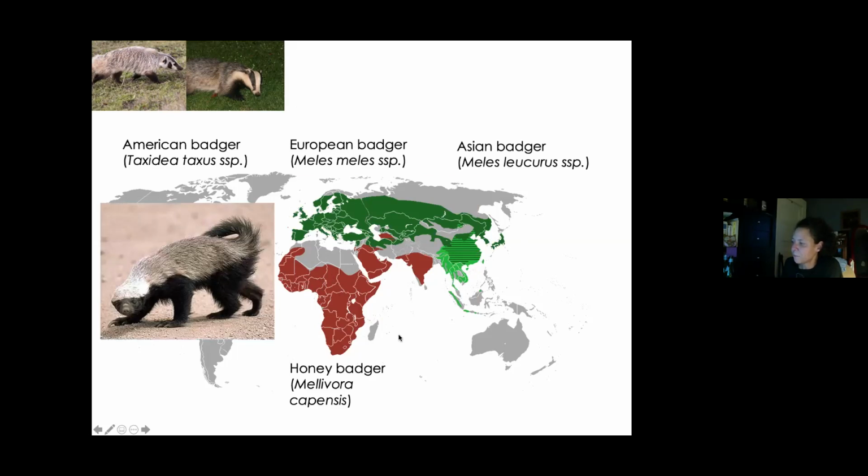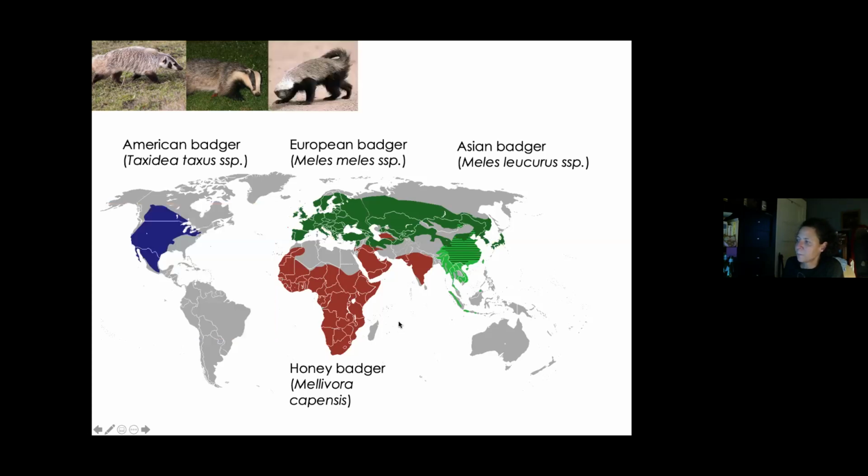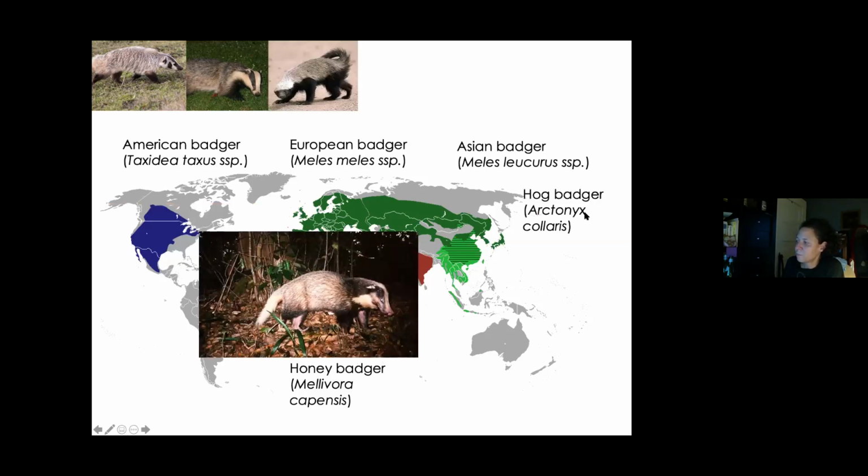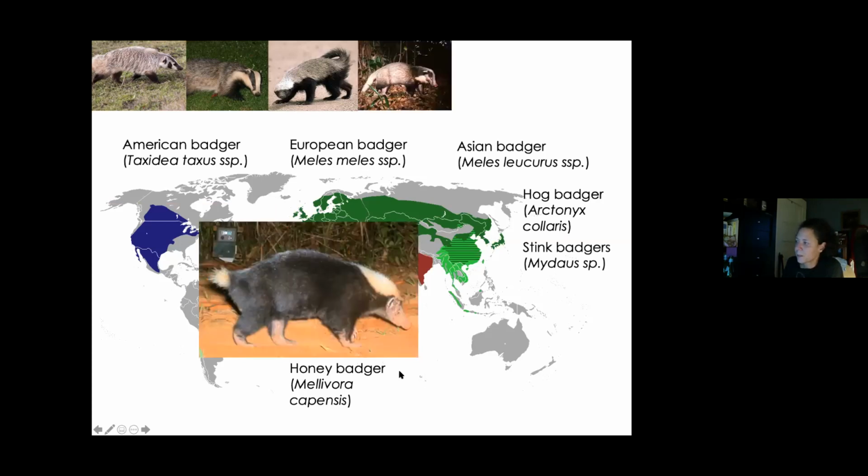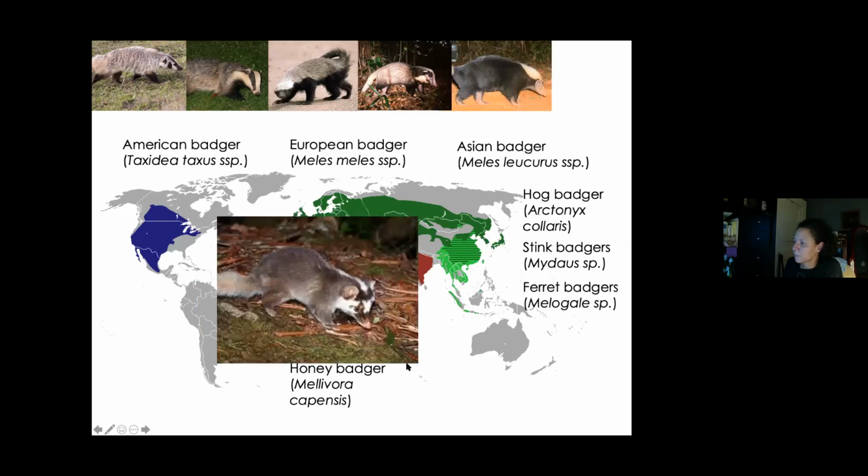Honey badger, which I'm sure everybody's familiar with. Everybody loves the honey badger. These guys range across Africa and the Arabian Peninsula and into India. And then we have the hog badger. These guys live in India and central and southern China through Burma, Thailand, Vietnam, Laos, and Sumatra. And then stink badgers, which live on the islands in Southeast Asia, so Java, Sumatra, Borneo, and then in the northern Natuna Islands. And the ferret badger, which comprises a similar range to the hog badger and the stink badger.